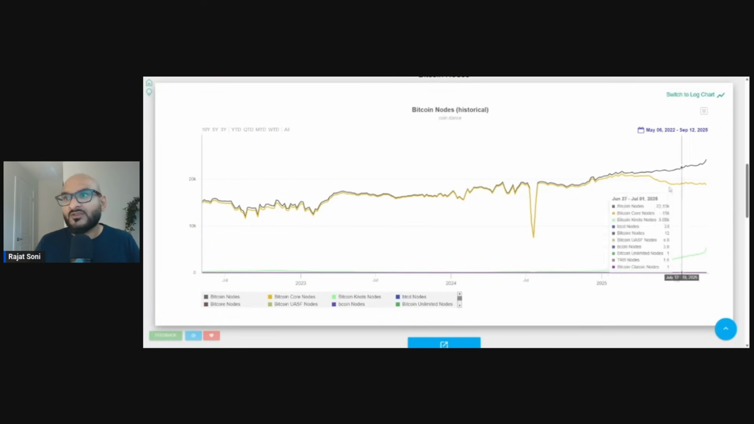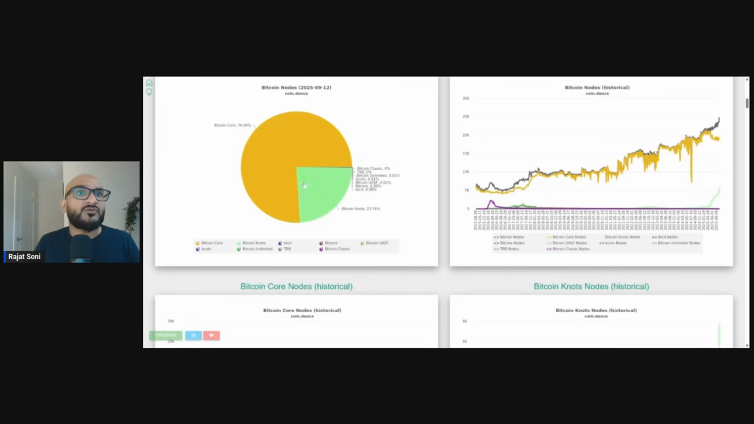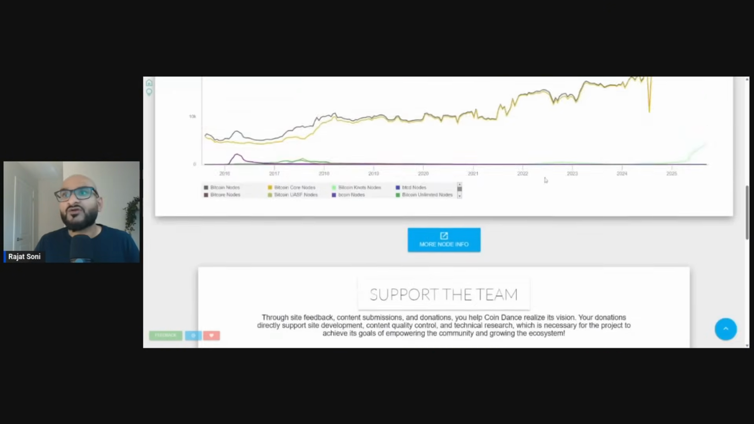So you see here that the number of people running Bitcoin Core is steadily decreasing, and it'll probably keep decreasing for a very long time until Bitcoin Knots is the main Bitcoin implementation. It's the reference implementation of Bitcoin, and only Bitcoin Knots is being used. I think that this number is going to go to 50% or more. It's already at 23.76%. At one point, it was less than 1% of total nodes.